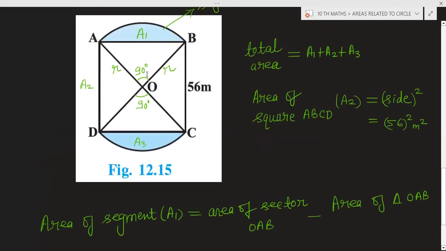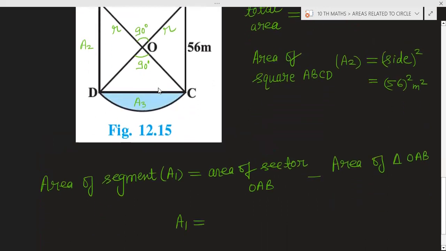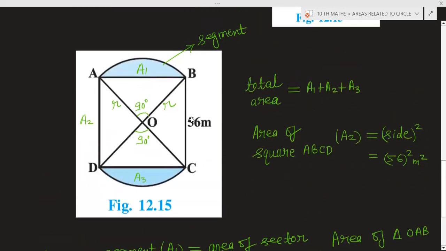See here, this is 90 degrees. What is the formula for the area of a sector? Theta multiplied by pi r squared divided by 360. This will be the area of the sector. Now the area of triangle OAB. So see this triangle.